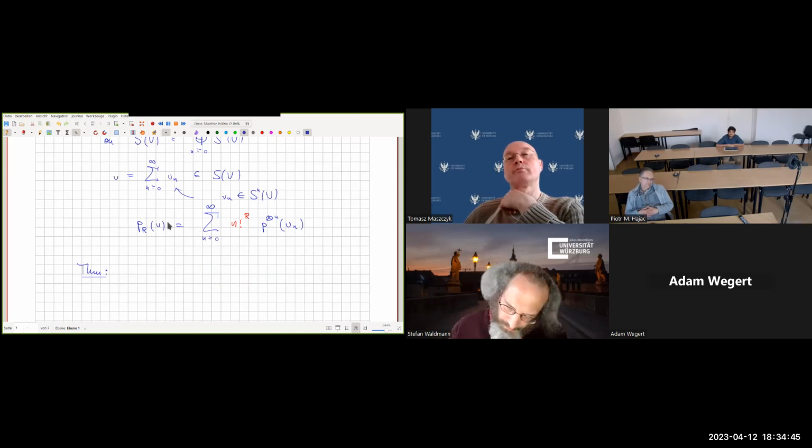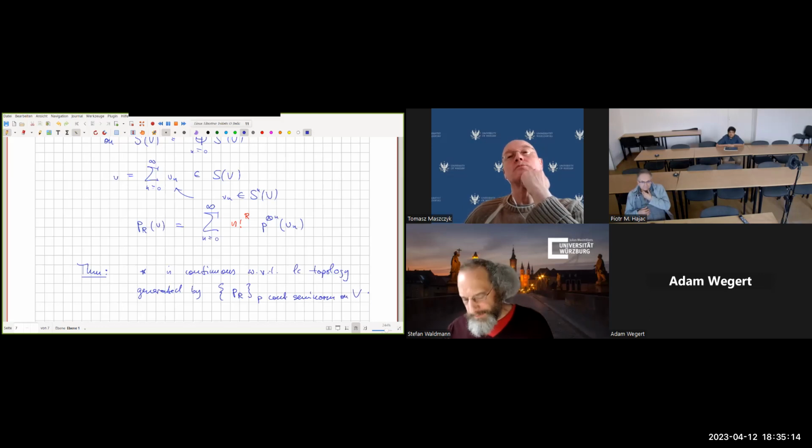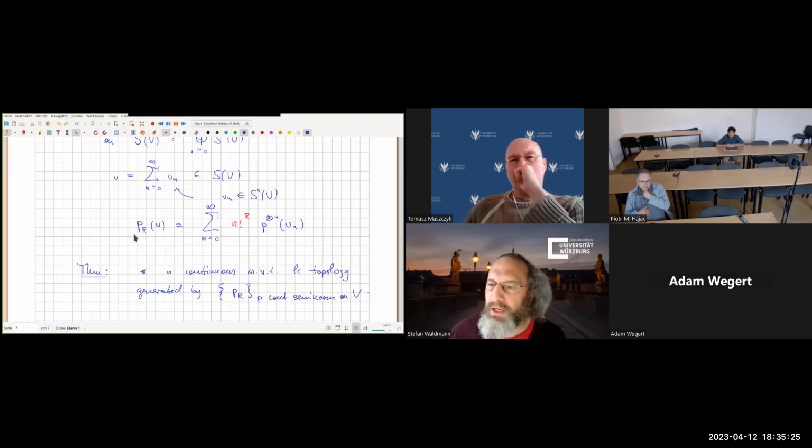But the theorem is: this star is continuous with respect to the locally convex topology generated by all those seminorms, where P is a continuous seminorm on V. I fix the parameter R once and for all, and I take all those seminorms here on the symmetric algebra, and then this turns out to be continuous. And a nice little exercise is to actually prove that.